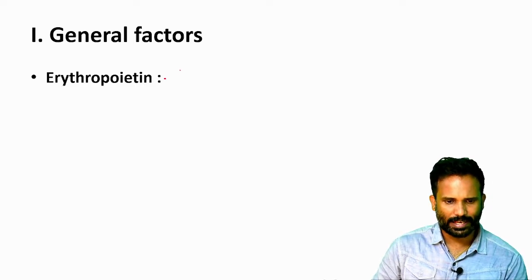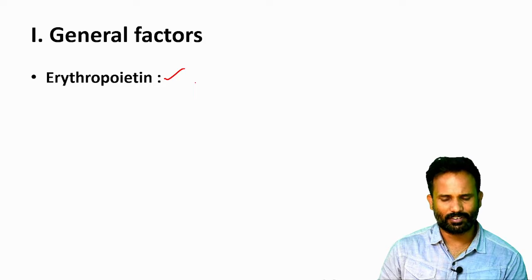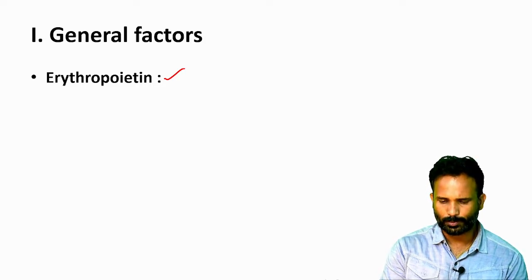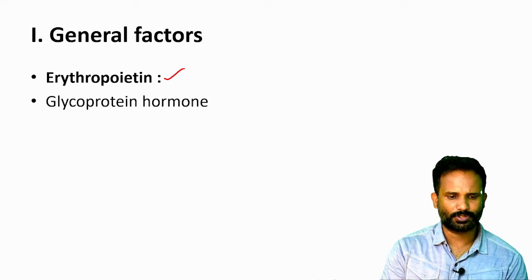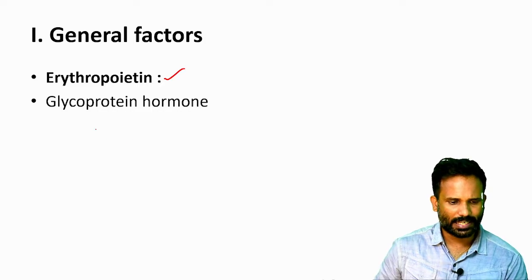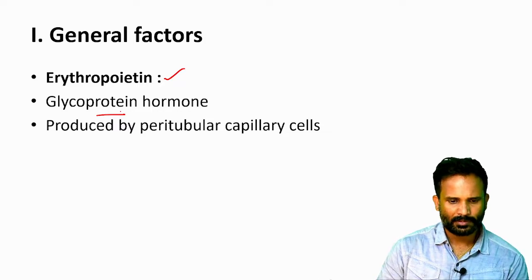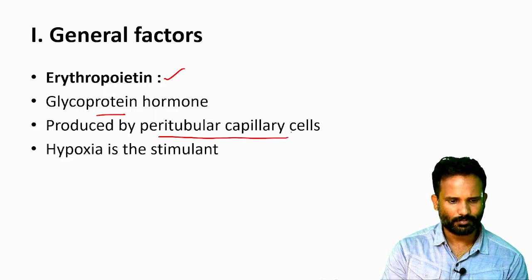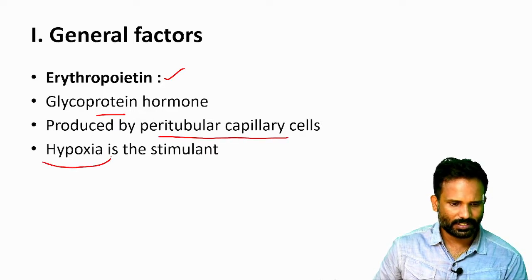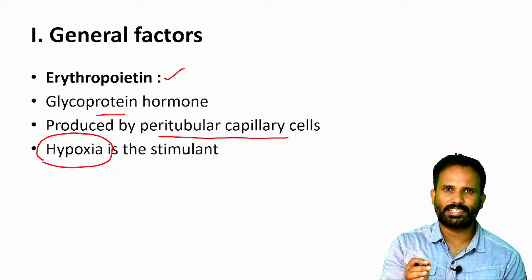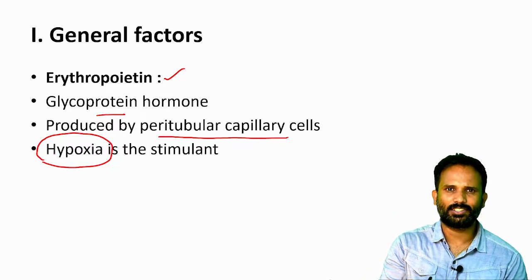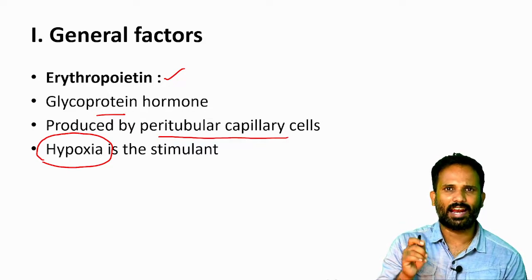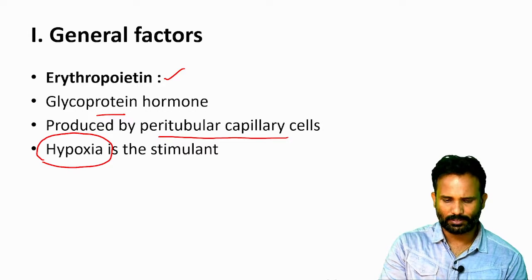one is erythropoietin. Erythropoietin is required for the production of RBC, and erythropoietin is produced from the kidney. So it is a glycoprotein hormone and is produced by the peritubular capillaries. The stimulant for this production is hypoxia. Whenever the blood flow to the kidney is lowered or oxygen carrying to the kidney is lowered, the peritubular capillary cells get excited and they will produce erythropoietin.